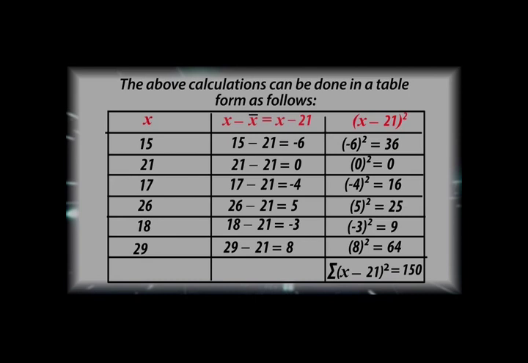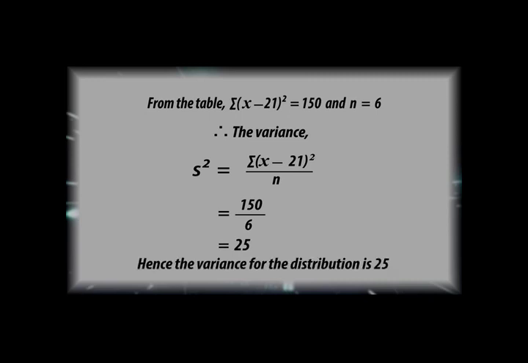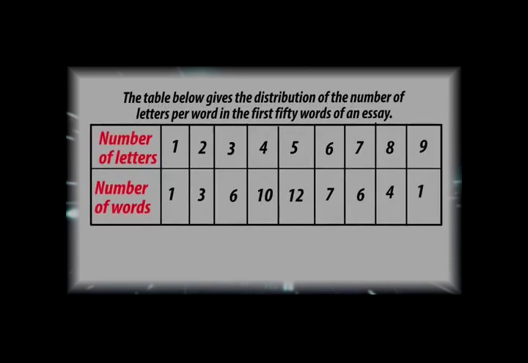Now, the next thing we have from the table, the sum of (x minus 21) squared to give us 150. And our number of different numbers, which is n, is 6. So the variance will be equal to sigma (x minus 21) squared divided by n. So that gives us 150 divided by 6, and our answer is 25. And hence the variance for the distribution is 25. Now let's look at a few more examples.